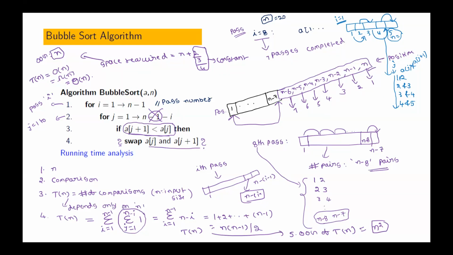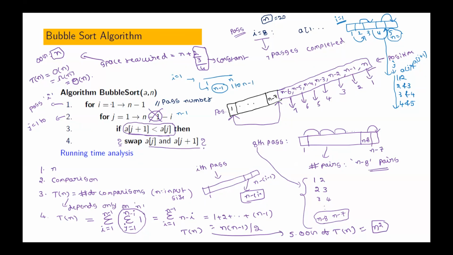We have to take one less, no, sir? One less. That's why one less. There are total 5 elements, but we have taken only 1 to 4. See, j equals 1 to n minus 1. When i equals 1, the elements we are considering are 1 to n, but the comparisons we are doing are n minus 1 only. That is 1 to n minus 1. Yes, sir, correct.